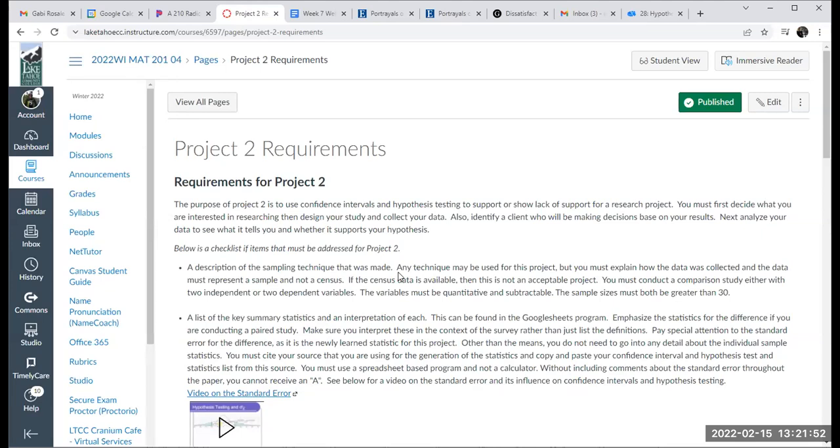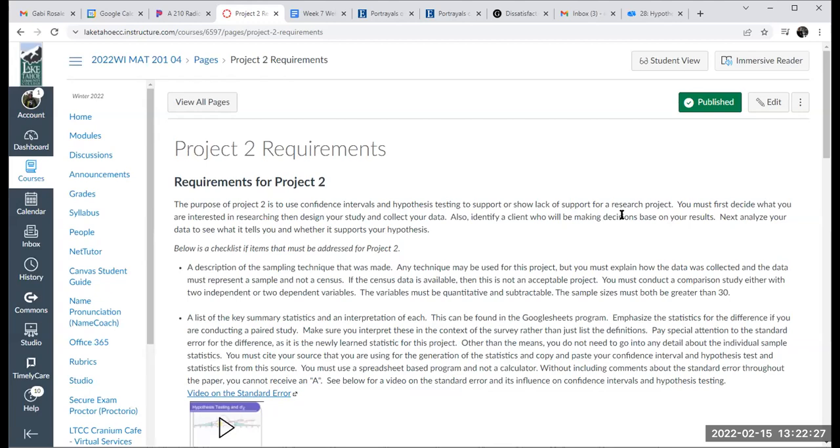Okay, but there's a lot of things you can't get. The sample size is just way too big and it's not going to happen, and no one's actually collected it. Okay, so that's one piece of what we're talking about. Again, the purpose is to use confidence intervals and hypothesis tests to support or show lack of support for a research project. Any questions on that?